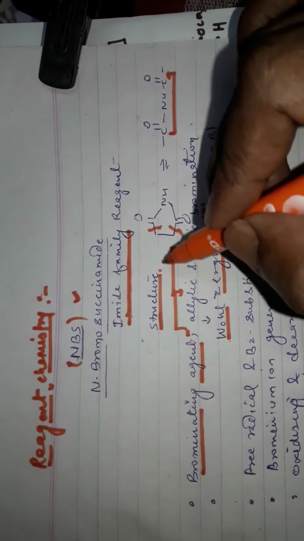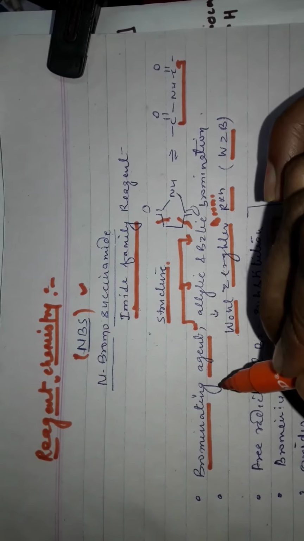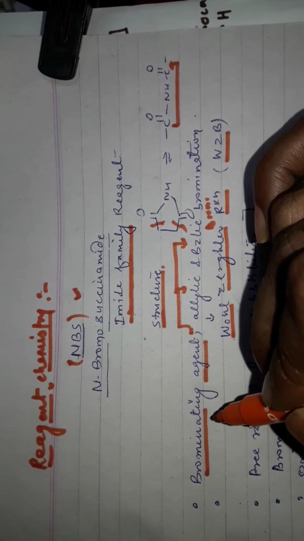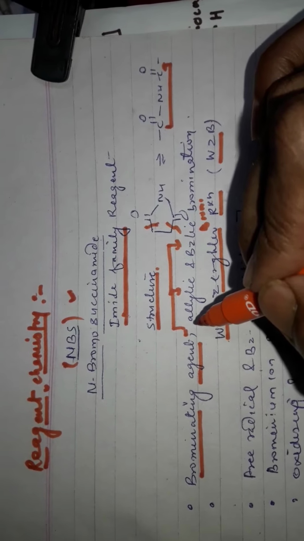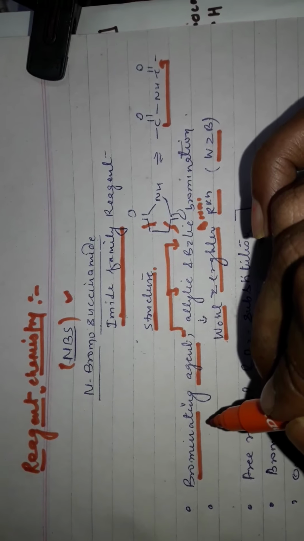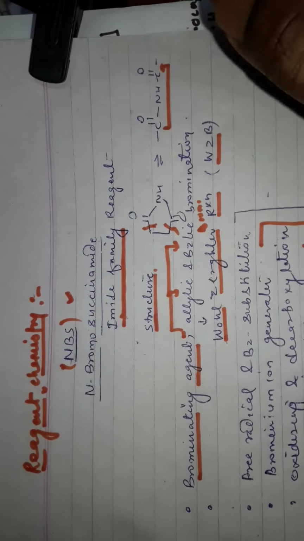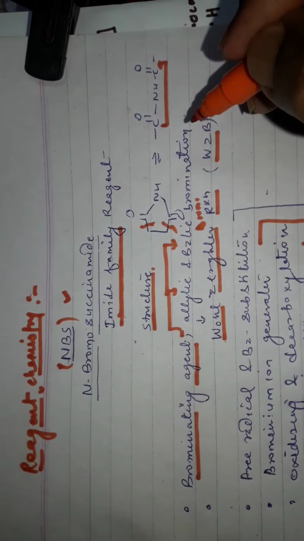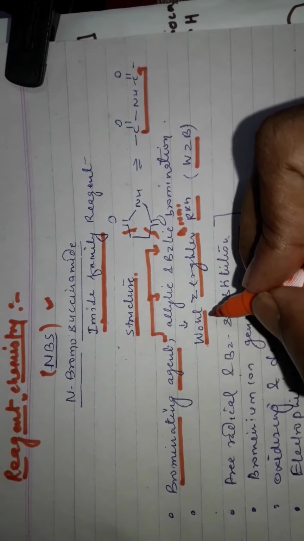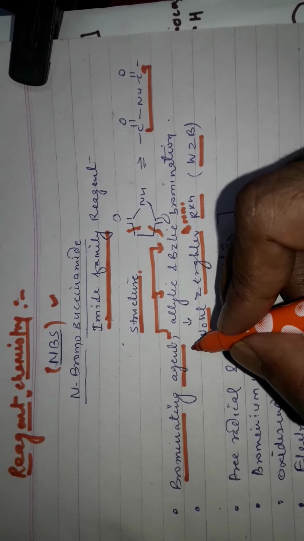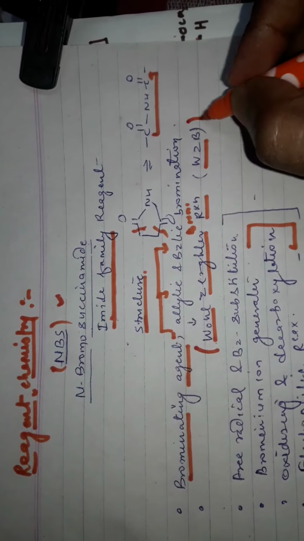This is the structure of it, and in the market it is basically used as a brominating agent. The main function of this reagent is as a brominating agent. It is used in two situations, allylic and benzylic bromination, and this reaction is called the Wohl-Ziegler reaction.